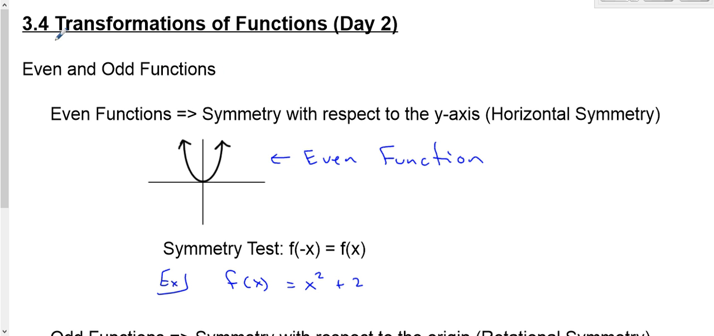Here is Chapter 3.4, Transformations of Functions, Day 2. Here we are talking about what are called even and odd functions.